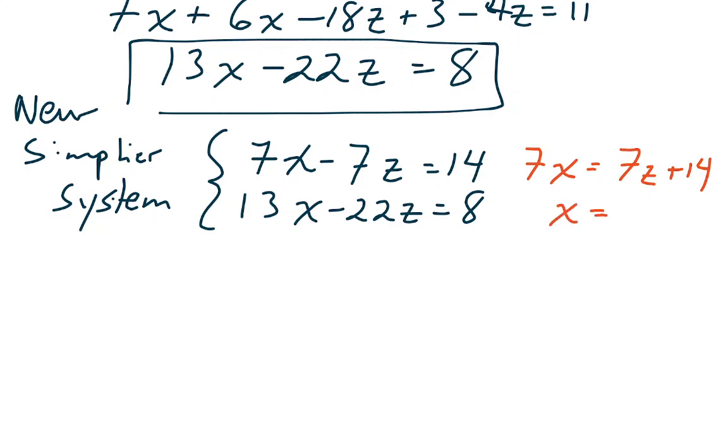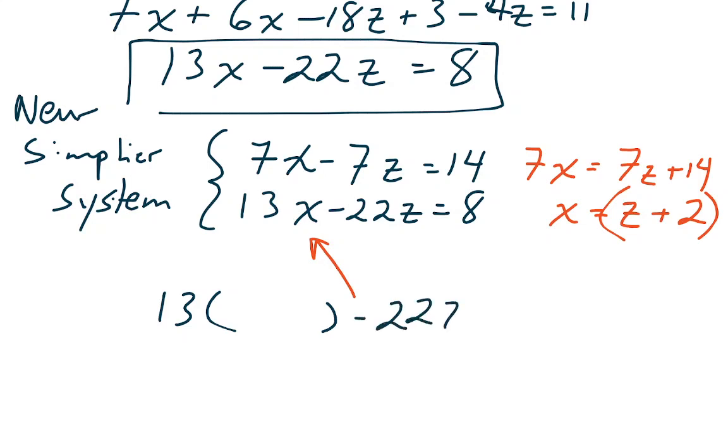And if you divide by 7, thankfully, it works out pretty nicely to be just x equals z plus 2. What can I do with x equals z plus 2? That's right, you can substitute it into the second equation. And finally, we're at a point where we are able to get an answer for z this time.